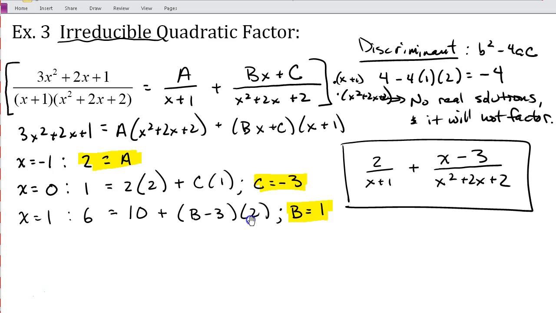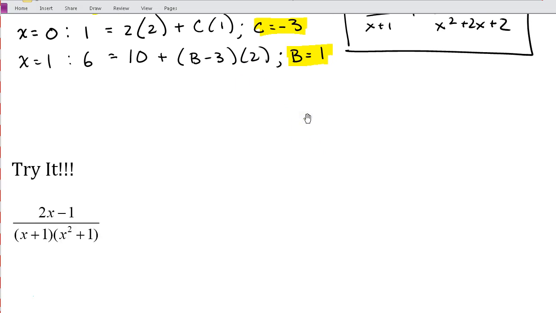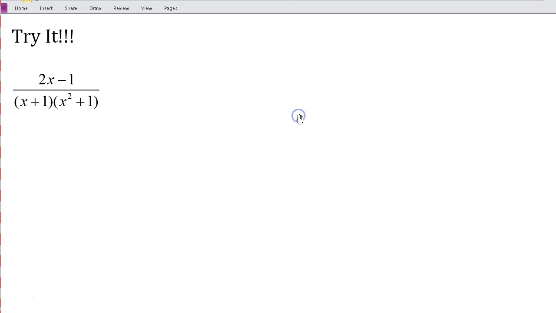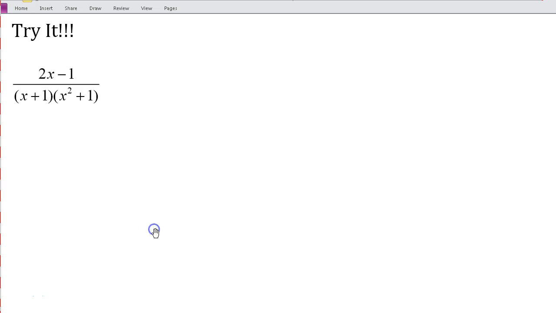So here's a problem for you to give it a try. Feel free to pause the video, and when you restart, the solution will be up there for you so you can check your answer. And go ahead and pause now.